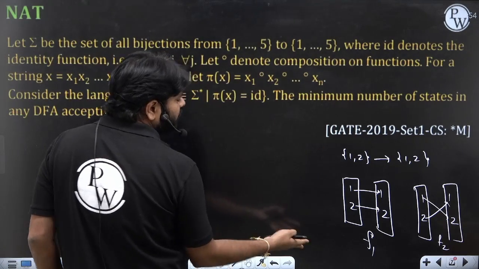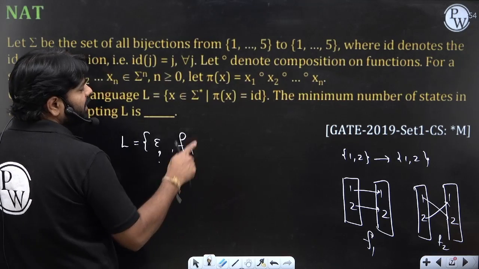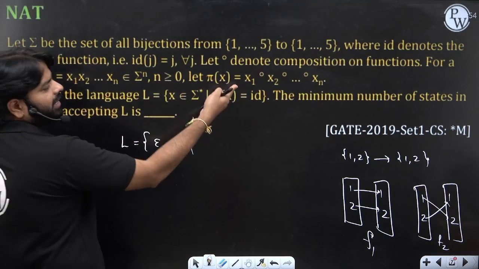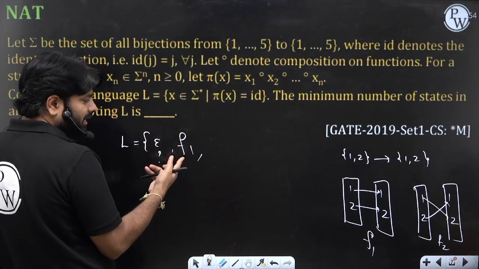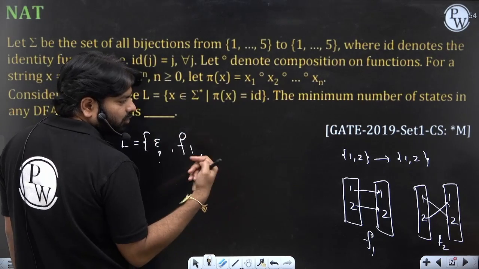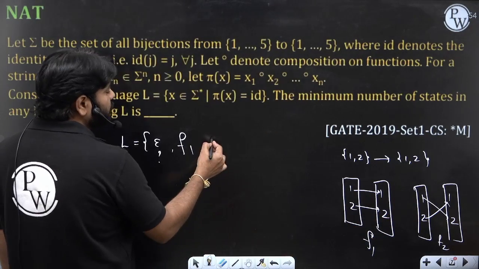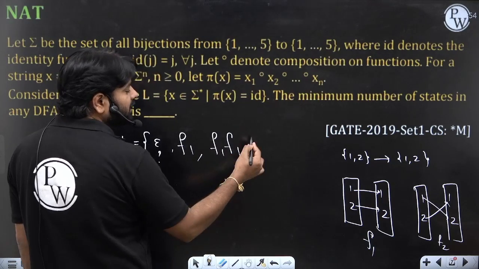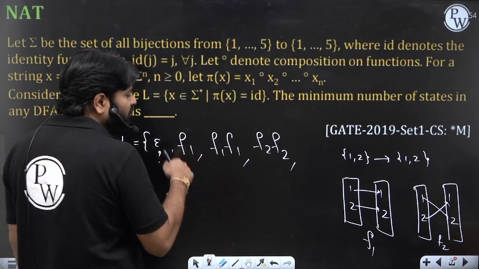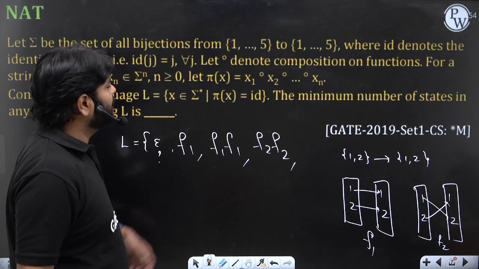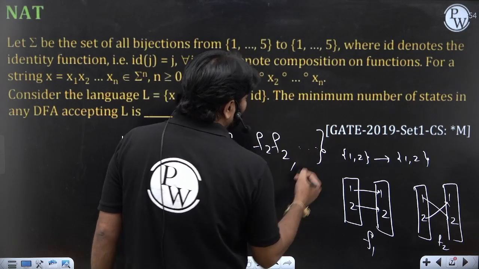Now which one are you going to include, f1 or f2? f1 by default is id, so pi of f1 is id only. Next, for 2 length strings, f1 f2 you can't take, because f1 composed with f2 gives f2. So you can go for f1 f1. Another one, f2 composed with f2 gives f1 back. So whichever strings compose to f1, where pi of x is equal to f1, you are going to take all such strings.